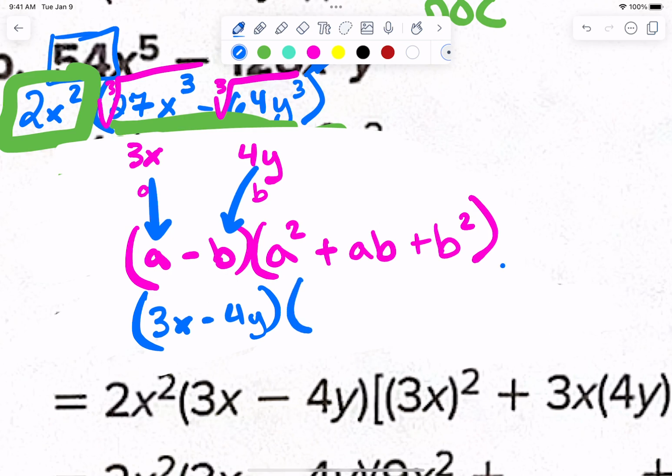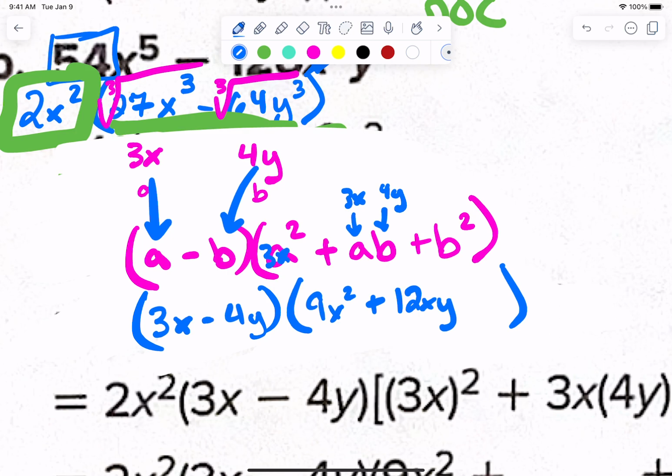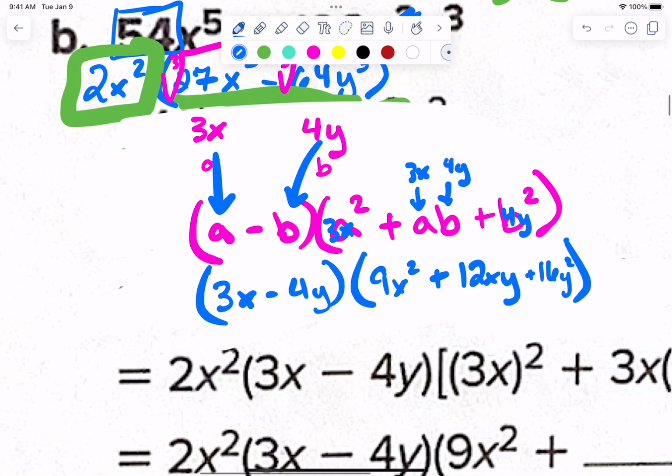A squared, this is 3x squared. What's 3x squared? 9x squared. Are we confused? Do I need to go slower? No. Okay. A is 3x, B is 4y. That is plus 12xy. And then 4y goes here. What's 4y squared? 16y squared. Done? Almost.